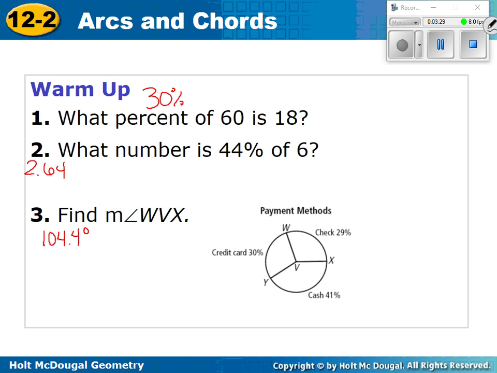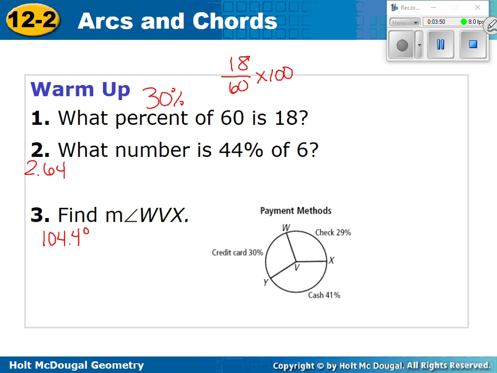So Devin, what did you do on number 1? Were you the one who answered number 1? Okay, what did you do to get 30%? Okay, so you did 18 divided by 60 times 100. Anybody do it a different way and get 30%?